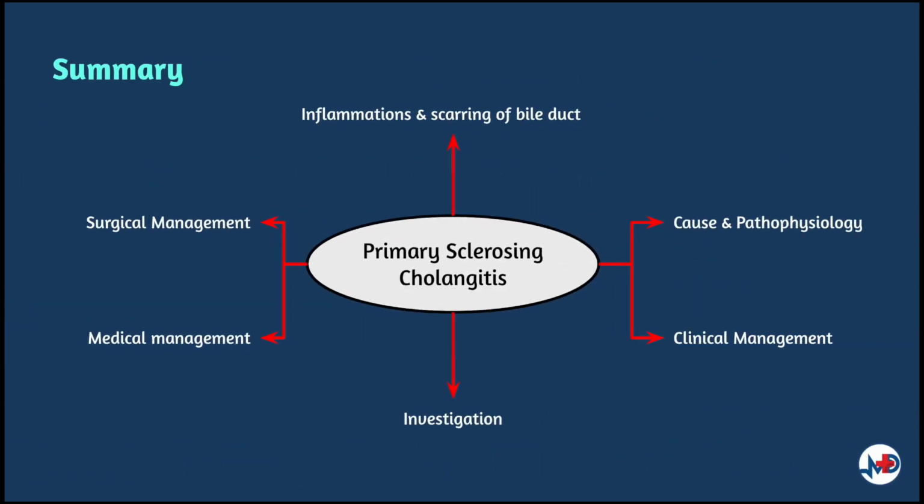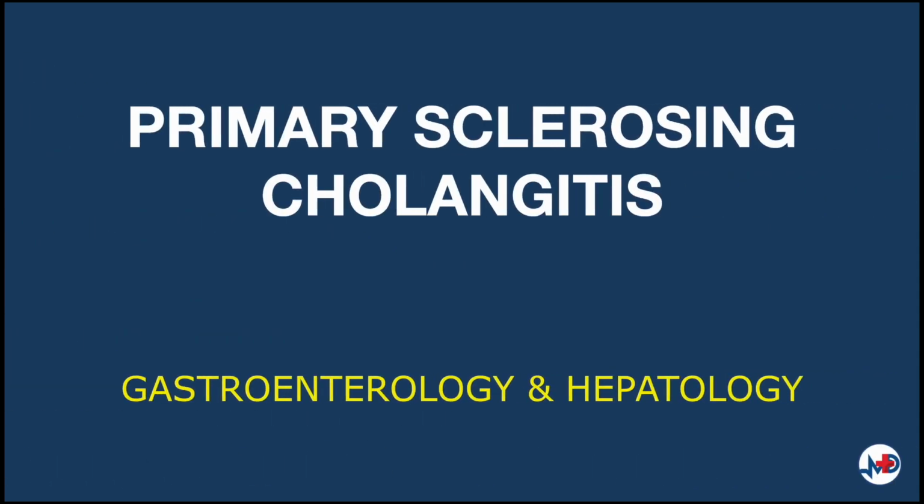So to summarize, we have looked at what is primary sclerosing cholangitis. It's the inflammation and the scarring of the bile ducts. And we have looked at the causes and pathophysiology, even though not very clearly understood yet. We have seen the clinical manifestations, investigations, and surgical as well as medical approach in the treatment of primary sclerosing cholangitis. We have come to the end of this topic.